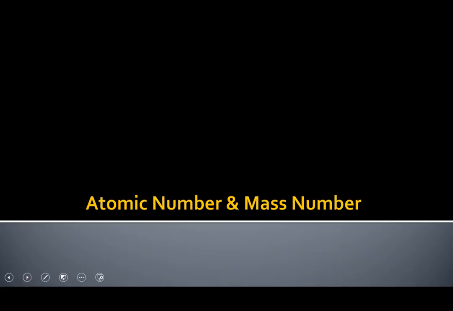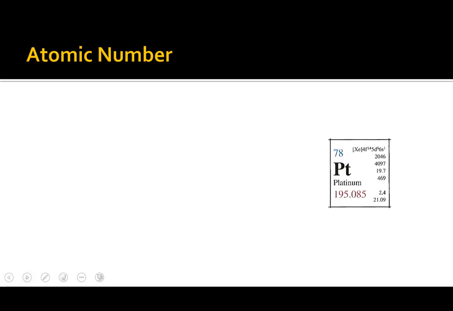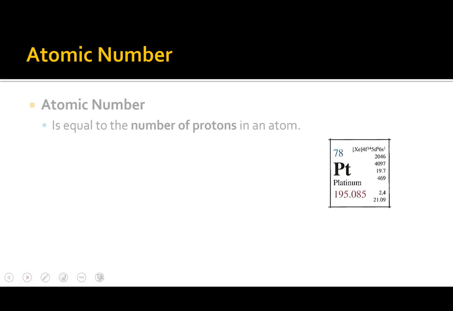Okay, we're going to move on to what's called atomic number and mass number. So atomic number is a key piece of statistical data or information about any atom at all. The atomic number is equal to the number of protons in an atom.